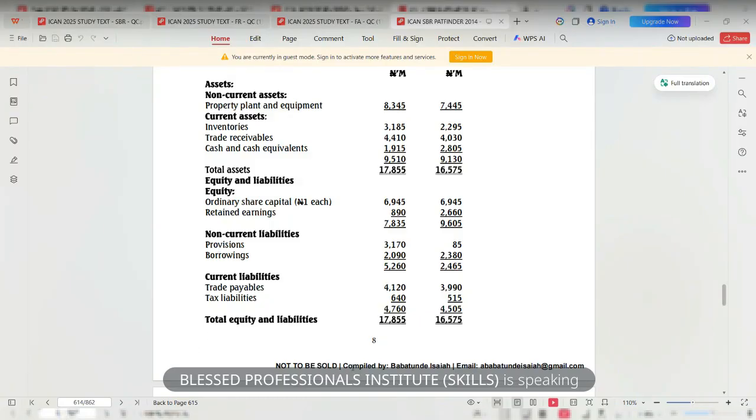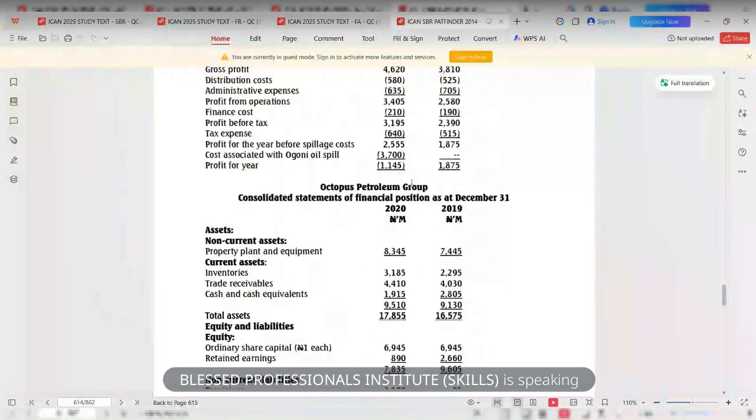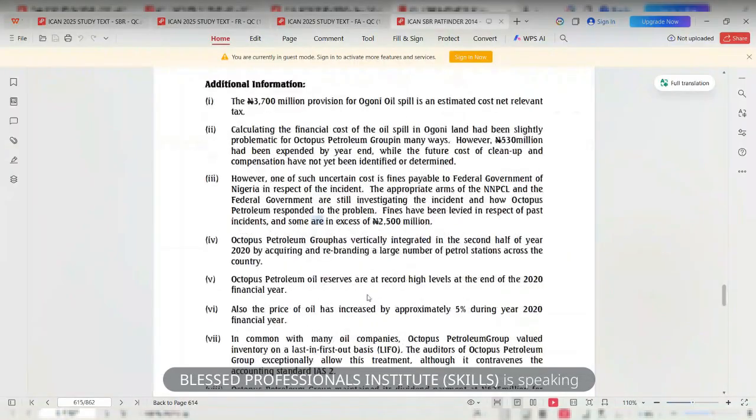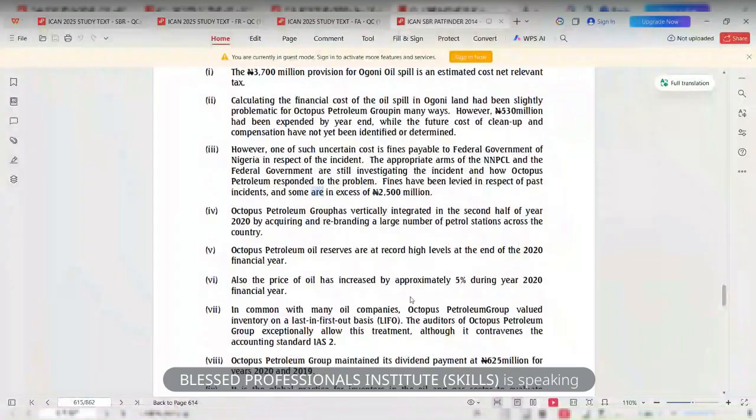If you check now, you will see that even from this analysis we have here, their profits increase. And they even told us when we were reading this side that their profit actually increased.